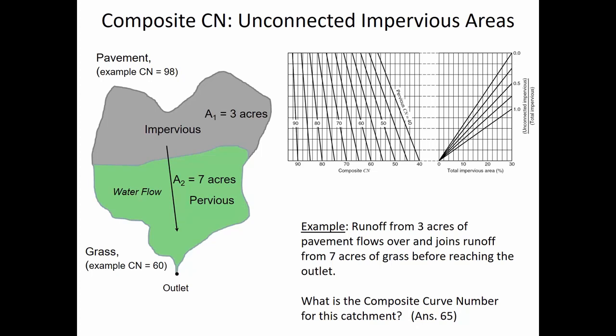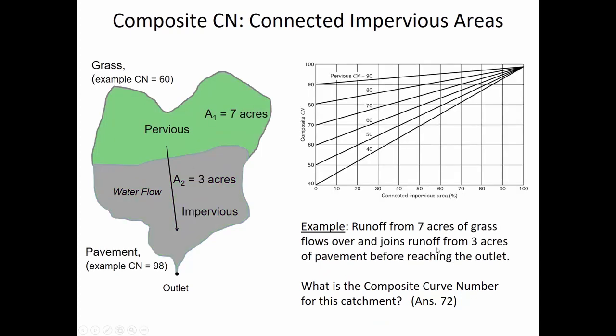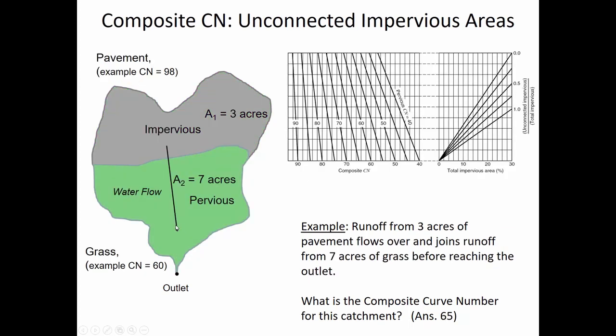the pervious area. So whereas we calculated a curve number of 72 if we had 3 acres of pavement that was directly connected, if the same 3 acres is up top, we'll go through the process, but what we're going to see is that the curve number is lower because some of the runoff ends up infiltrating as the water flows over the pervious area.